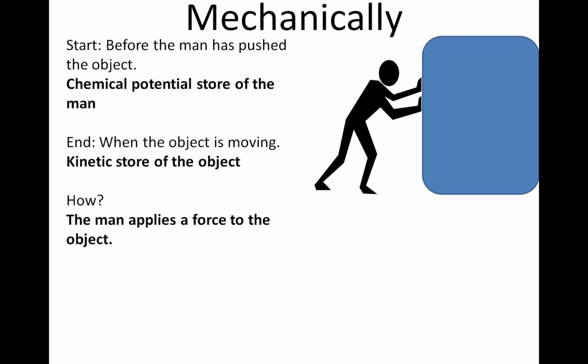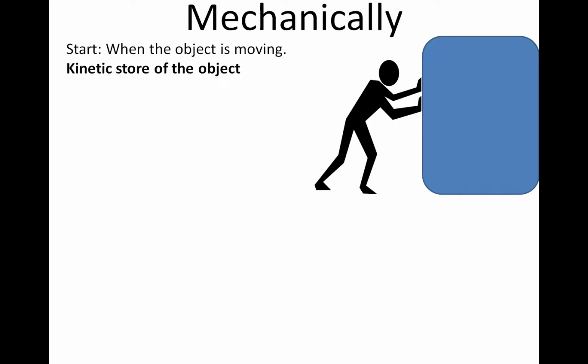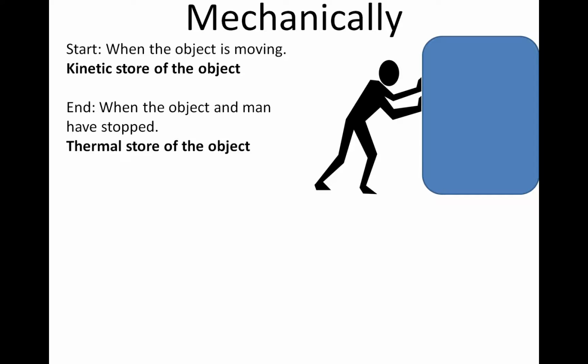However, if we consider a similar system, only this time the start point is when the object is moving, that means we start with the kinetic store of the object. And if we consider when the object and man have stopped, then the final store is going to be the thermal store of the object. This is done by the force of friction. The force of friction does work on the object.